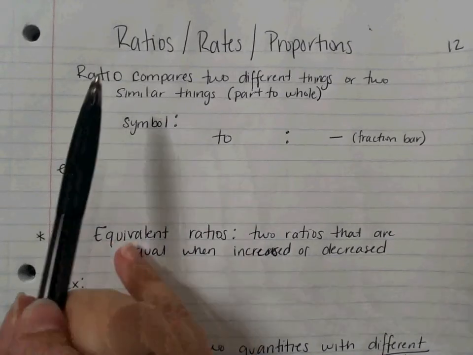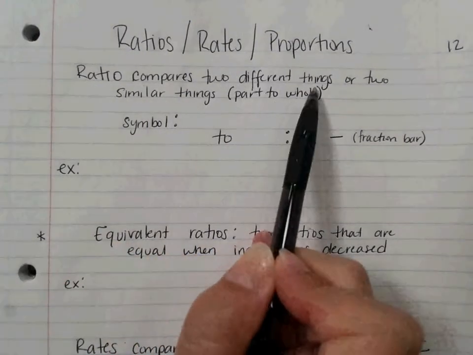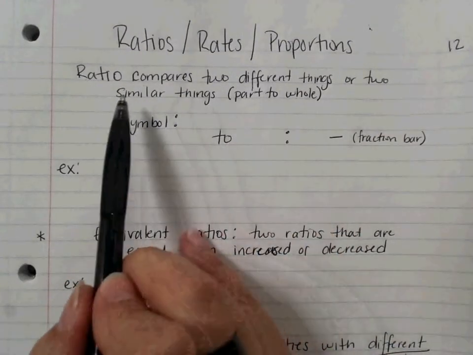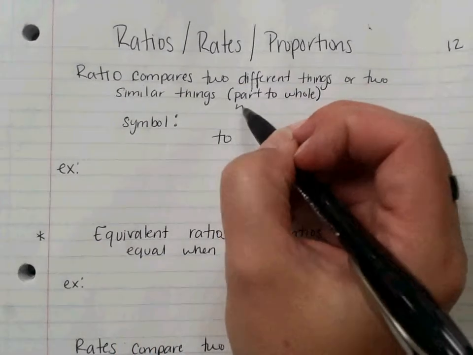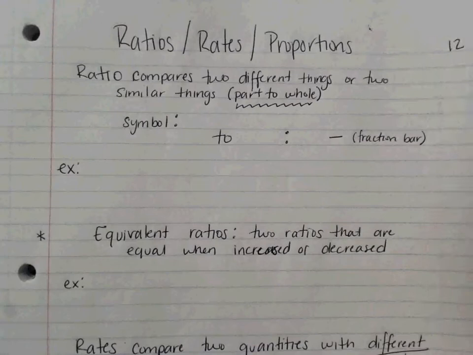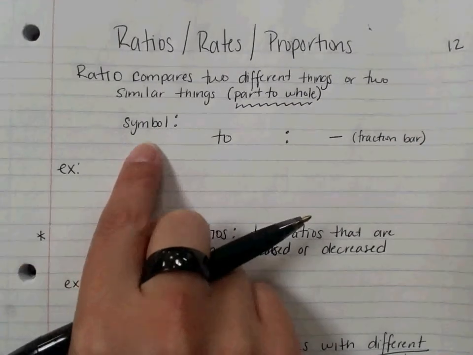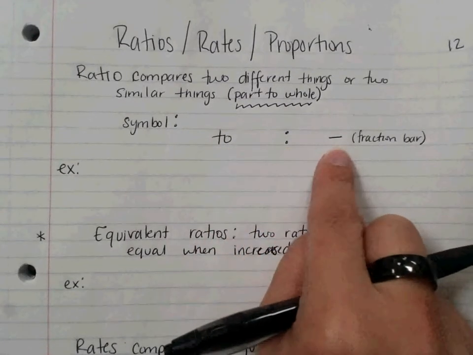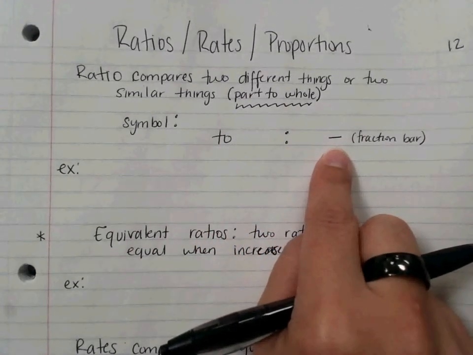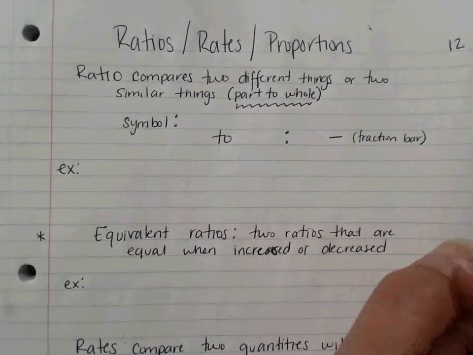So a ratio is the first big thing we're going to talk about, and a ratio compares two different things or two similar things. When we talk about this, we also talk about part to whole. You're going to hear me say part to whole quite a bit. There's 3 ways that you can write a ratio. You can use the word to, you can use the colon, or you can use the fraction bar. So when we talk about a ratio, we talk about things that we're trying to compare.